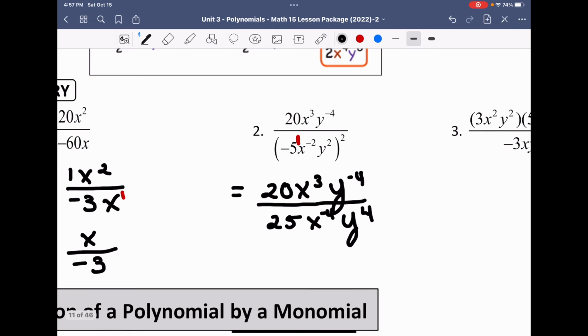All right, if I go to my next line, now I'm doing standard quotient rule and dividing the numbers. 20 and 25 can both divide by 5. If I divide them both by 5, I'll get 4 in the numerator and 5 in the denominator.